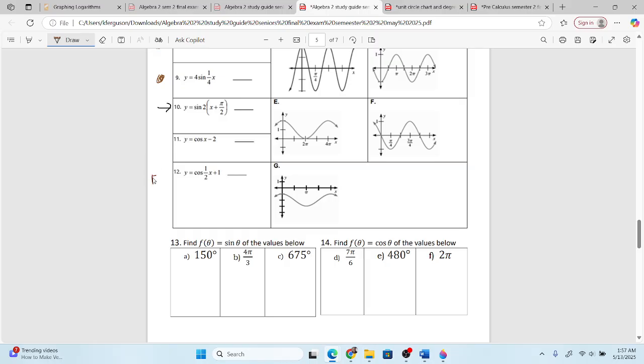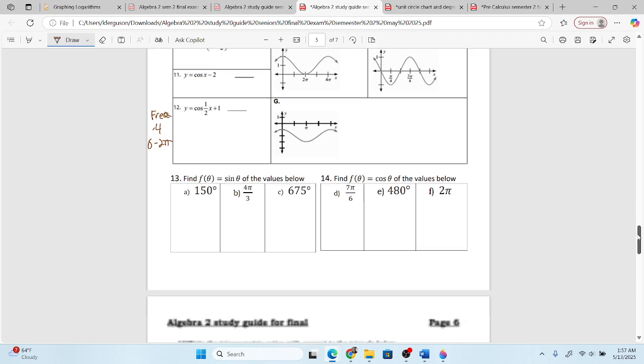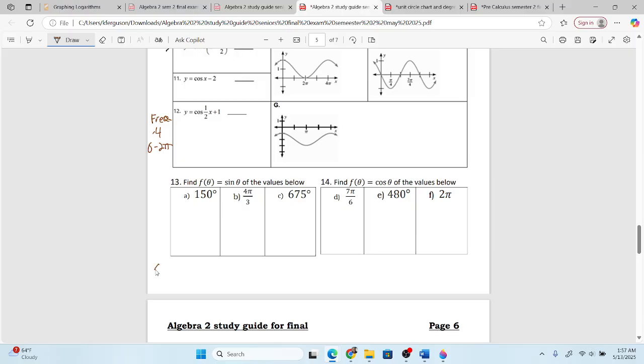Frequency says how many graphs can you fit between 0 and 2 pi. So fitting 4 graphs between 0 and 2 pi, that means I'm going to have a bunch of squished up lines. Because usually when I'm looking at sine, I'm going to have 5 points here, here, here, here, and here. Looking at cosine, I'm going to have up here, here, down here, here, and there.